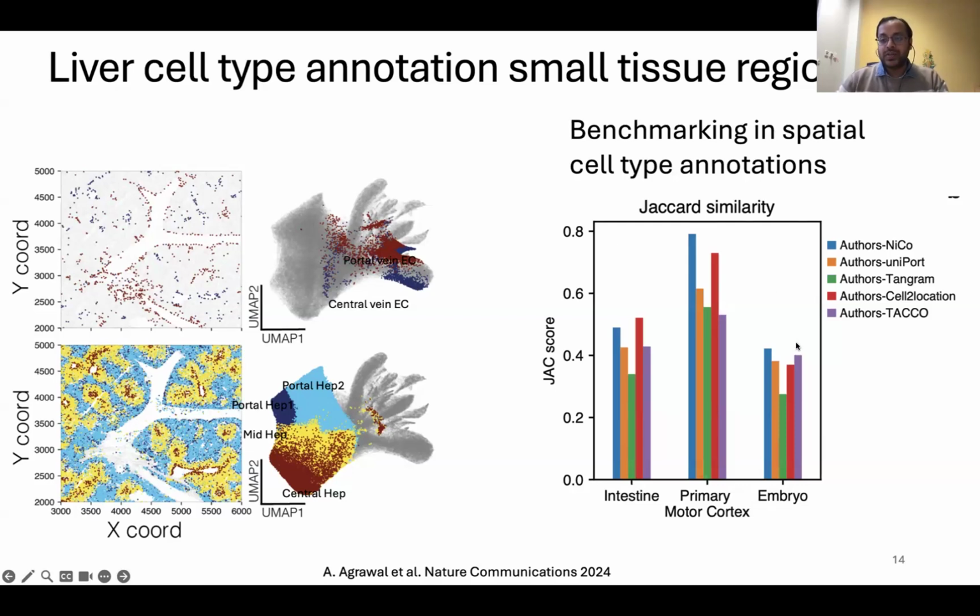And we also tested with the other available methods. So for example, Uniport, Tangram, Cell2location, and TACCO. And this is the Jaccard similarity, which computes the intersection over union. For different methods, we get a very accurate score for the different tissue.